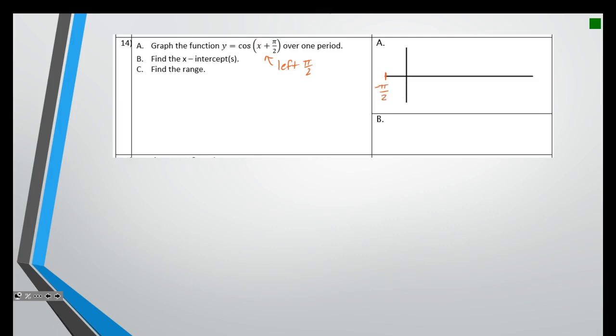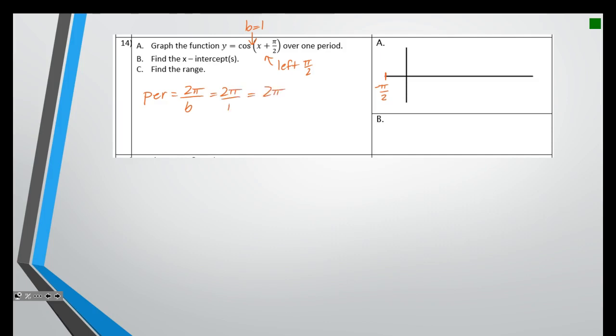Now to figure out what the rest of my x values would be, we're going to figure out what one period is, and then we'll divide it in 4 parts, and we'll add that to our starting point. So to find period, it's 2 pi over b. In this function, there is nothing in between cosine and x, so we can assume that our b value is 1. So period is 2 pi over 1, or just 2 pi.